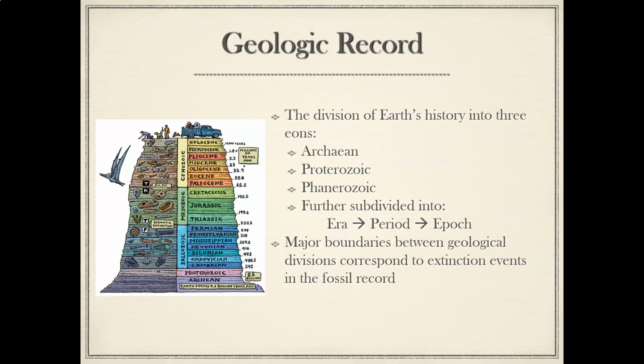So most of the major boundaries between these geologic divisions correspond to major extinction events. So remember, mass extinctions are large numbers of organisms that seem to all die out at the same time or within a relatively short period of time. So they use these as major boundaries between these divisions.